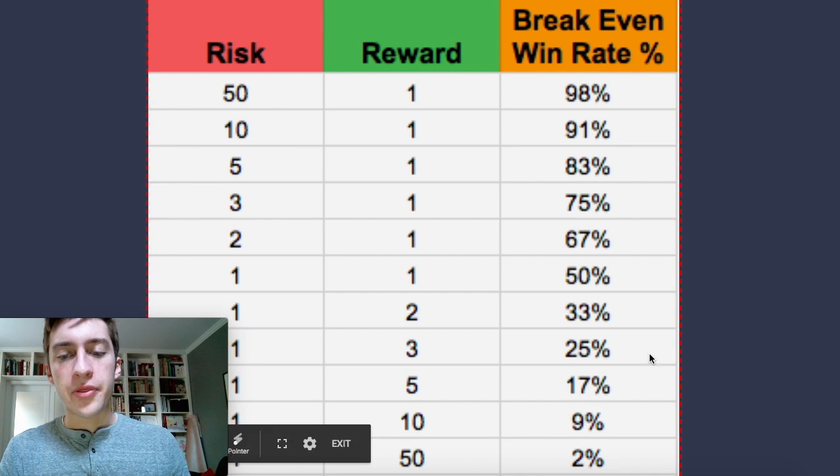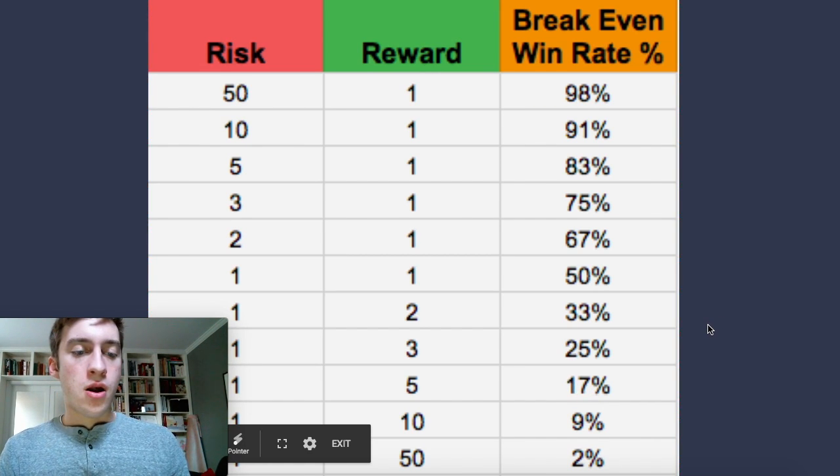And the farther you get up, the more reward you have, the lower your probability win rate needs to be. So for example, if you're risking $1 to win $5, you only need to be right 17% of the time. These percents are super easy to calculate.